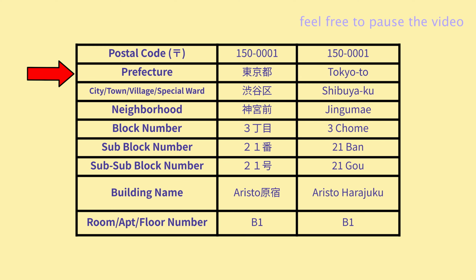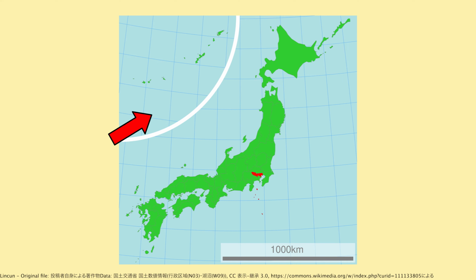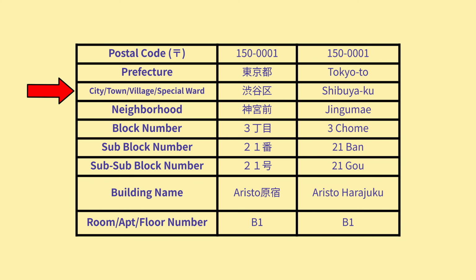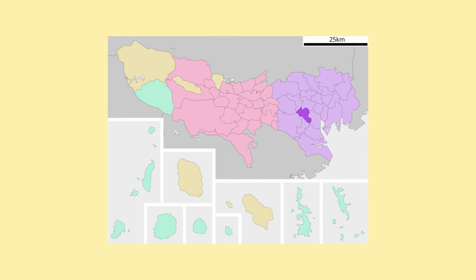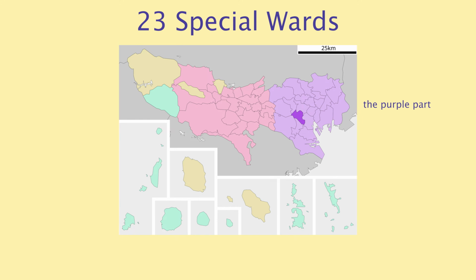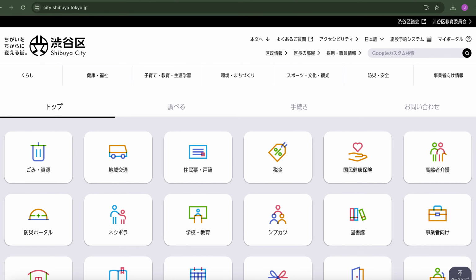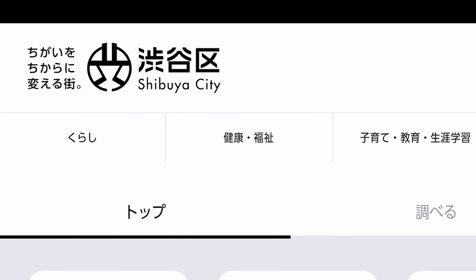Prefecture is the largest division in Japan, which can be thought of as a US state or Canadian province. In this address, that is Tokyo Prefecture. The next level is city, town, village, or special ward. In this case, it would be the special ward of Shibuya. If you've watched any other videos on Japan or Tokyo, you may have heard of the term 23 special wards. These special wards only exist in Tokyo, and in the modern day can be considered cities. If you look at the Shibuya Ward website, they even call themselves a city in English.